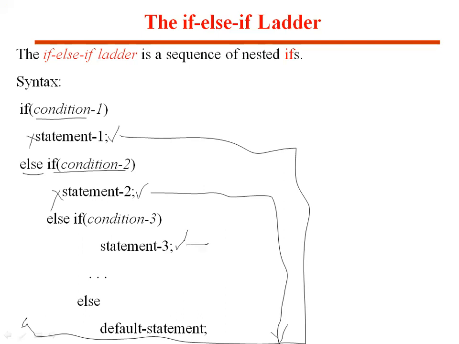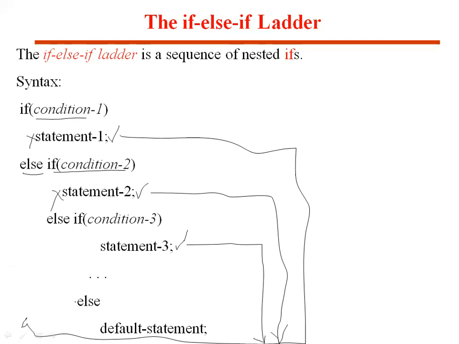Then control directly jumps to the statement following this ladder. So directly it comes to this here. Whatever statement follows here, it comes here. If condition 3 is also false, then statement 3 is not executed. Like this, it checks condition 4, condition 5, up to condition n. Assume there are n conditions, and all n conditions are false.